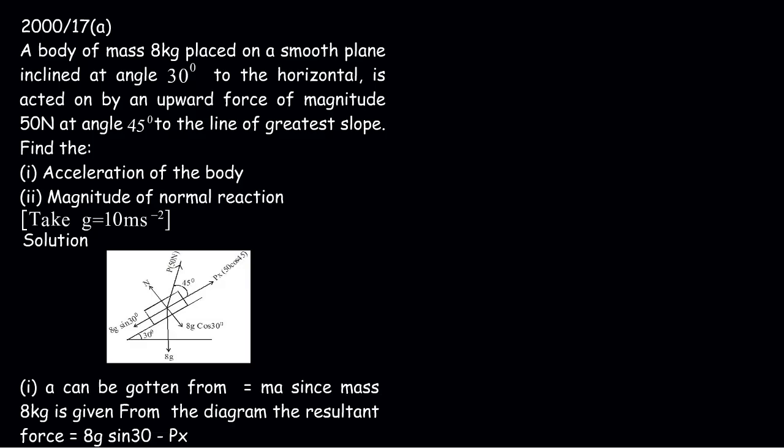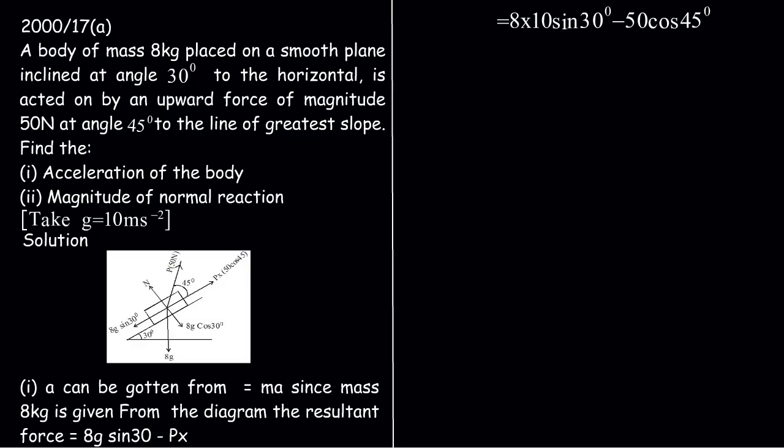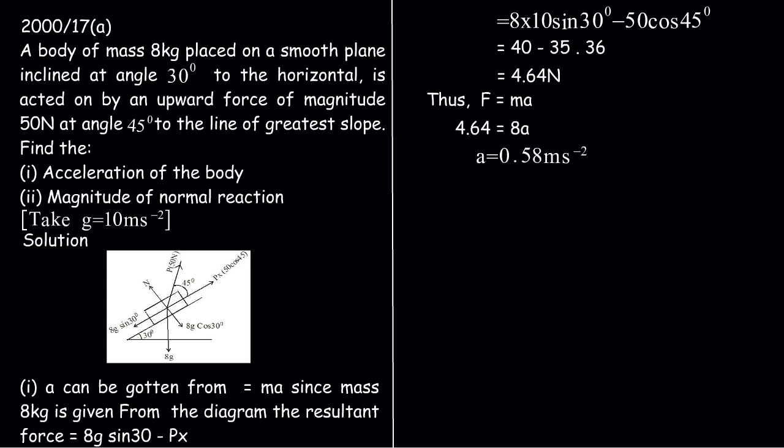Now for the very first part of our question, a can be gotten from F equals ma. Since mass 8 kg is given from the diagram, the resultant force will be equal to 8g sin 30 minus P cos 45, which should be equal to 8 times 10 sin 30 minus 50 cos 45, which should be equal to 40 minus 35.36, which should be equal to 4.64 Newton. Thus F is equal to ma, so 4.64 will be equal to 8a, and dividing both sides by 8, a will be equal to 0.58 meter per second square.